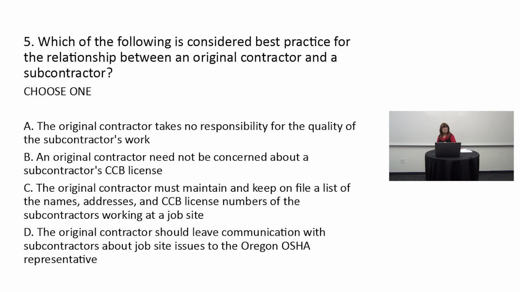Okay, what do you think? Which of the following is considered best practice for the relationship between an original contractor and a subcontractor? We want C. The original contractor must maintain and keep on file a list of the names, addresses, and CCB license numbers of the subcontractors working at a job site. They want you to remember that.